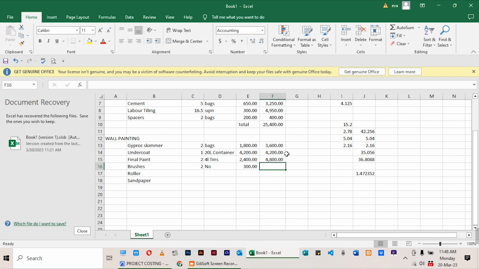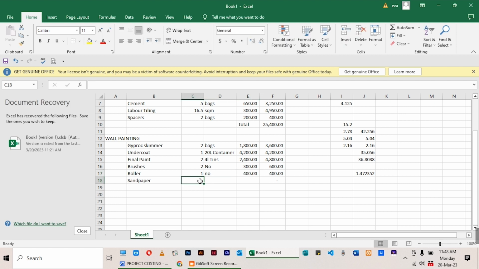In order for us not to keep doing the multiplications, I have a better way of making this auto. Come to this first title and drag from this corner here like this. You can see the total has just come automatic. Roller is for applying the paint, just need one number. A good roller goes for 400, and that's the price.